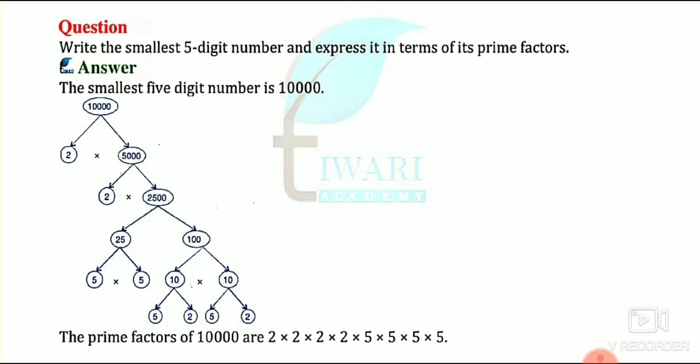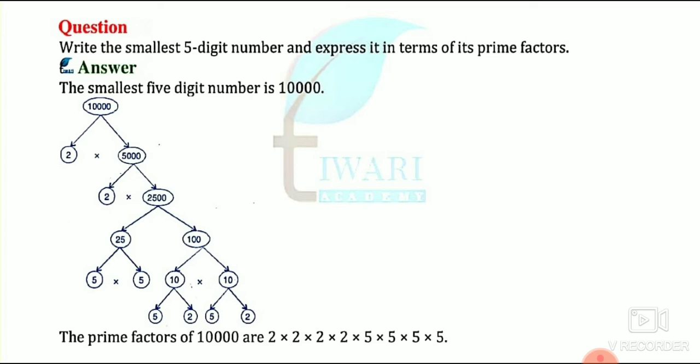Next, 10 can be written as 5 into 2. 5 into 2 is equal to 10. Here also 5 into 2 is 10. Therefore the prime factors of 10,000, based on the given figure, are 2 into 2 into 2 into 2 and then 5 into 5 into 5 into 5. These are all the prime factors.